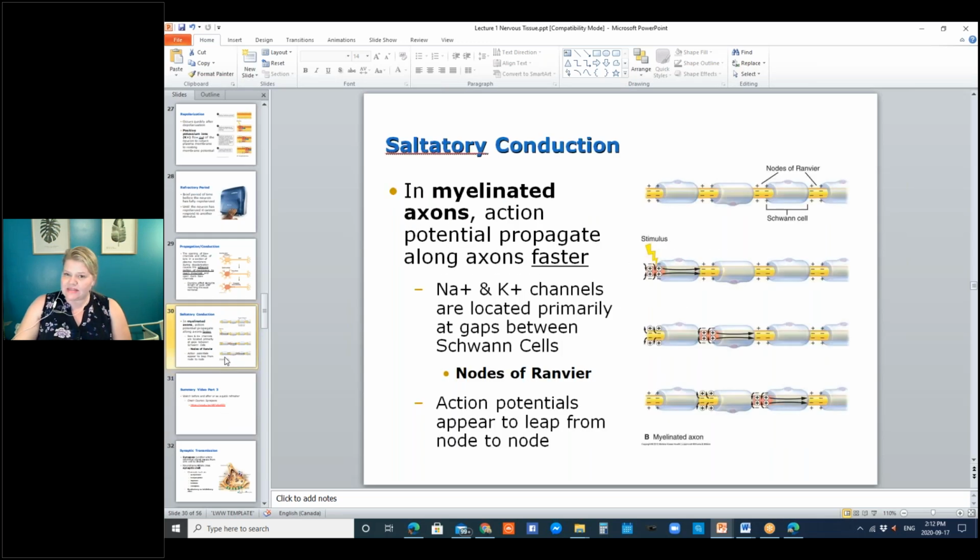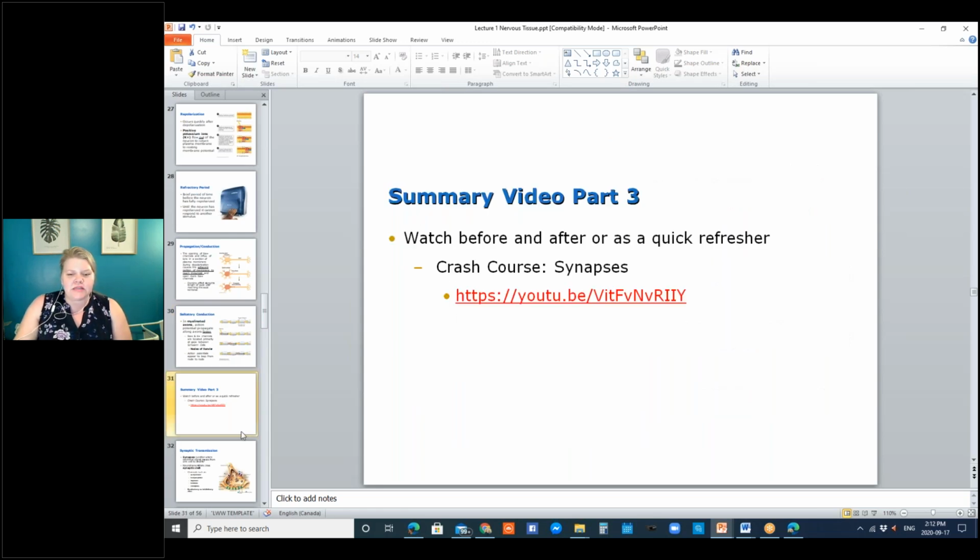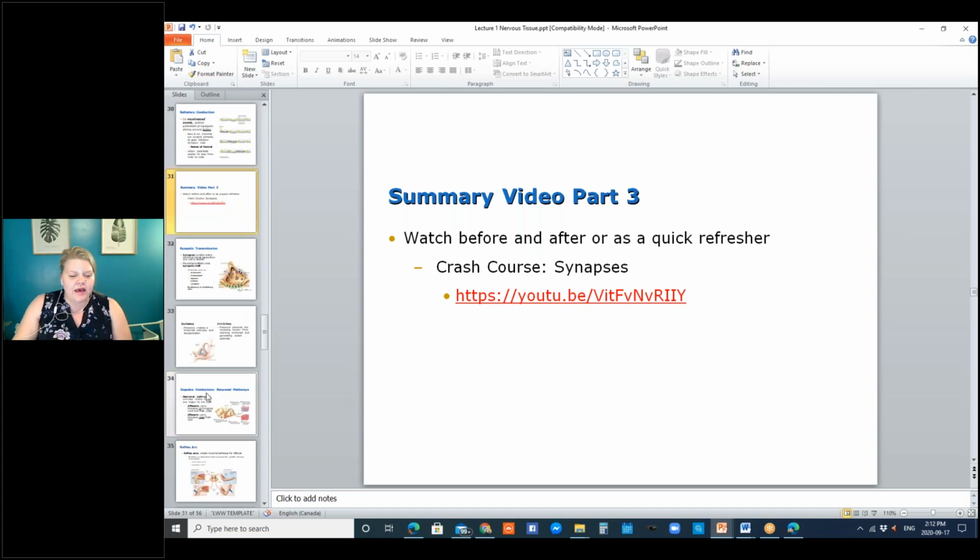So that's it. Action potentials in a nutshell. You've learned it. So I hope that you are able to understand what we've talked about there. Of course, we can go over it and we will definitely be doing that in our review class. The last part of what we're learning today is about synapses and reflexes. So here's another little video that you can watch about synapses.